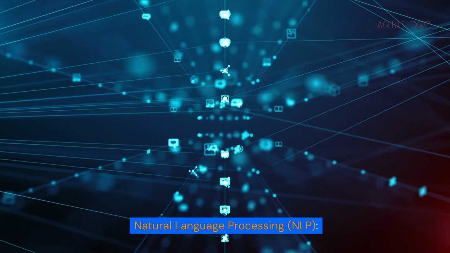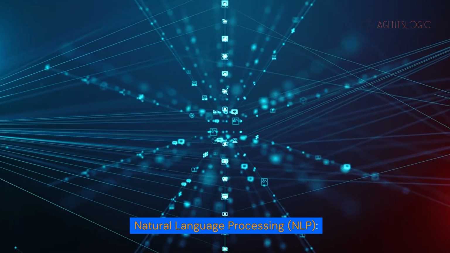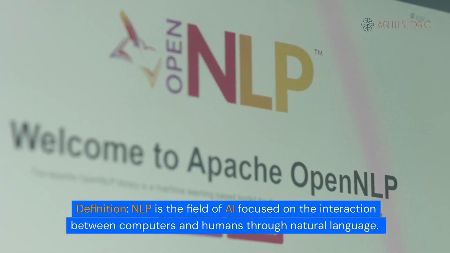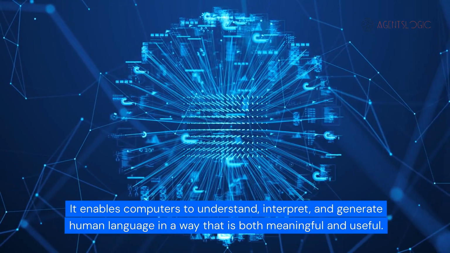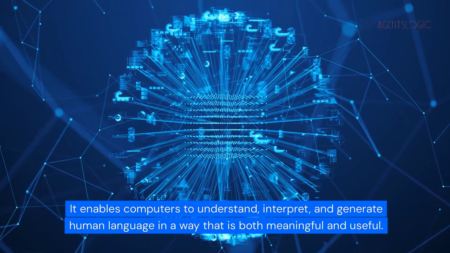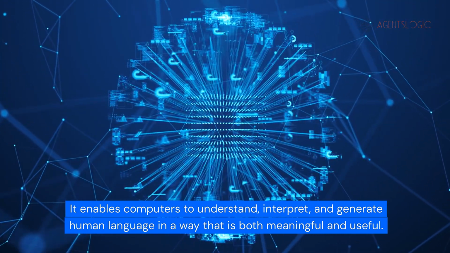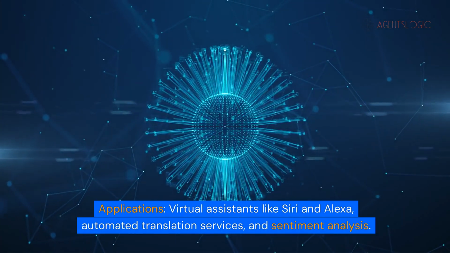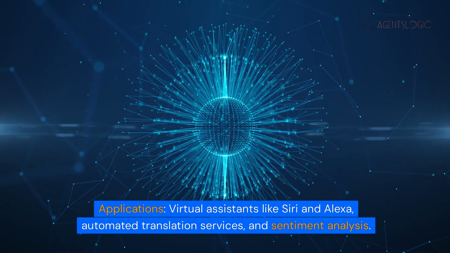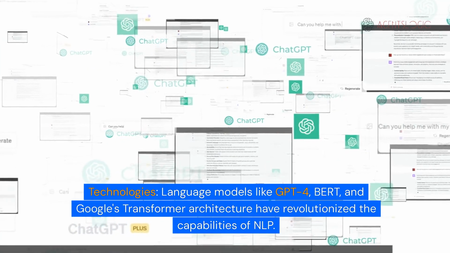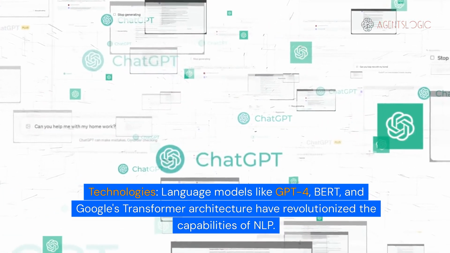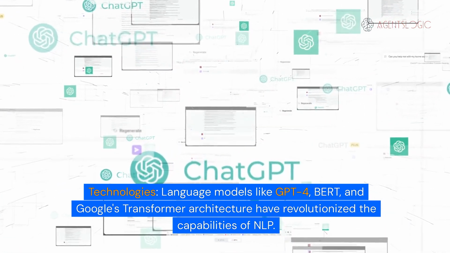Natural language processing, NLP. Definition. NLP is the field of AI focused on the interaction between computers and humans through natural language. It enables computers to understand, interpret, and generate human language in a way that is both meaningful and useful. Applications: virtual assistants like Siri and Alexa, automated translation services, and sentiment analysis. Technologies: language models like GPT-4, BERT, and Google's Transformer architecture have revolutionized the capabilities of NLP.